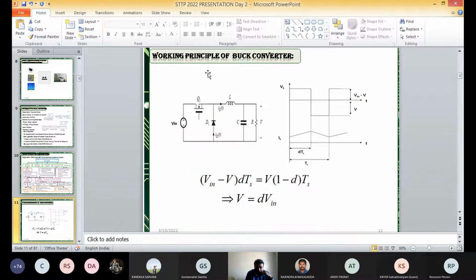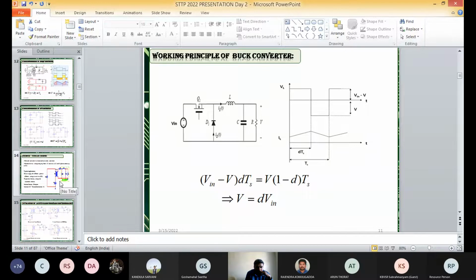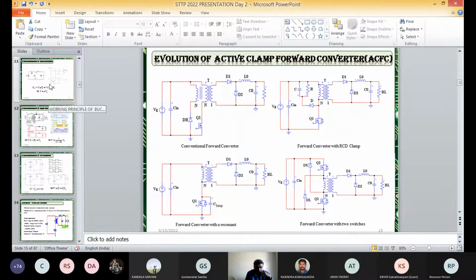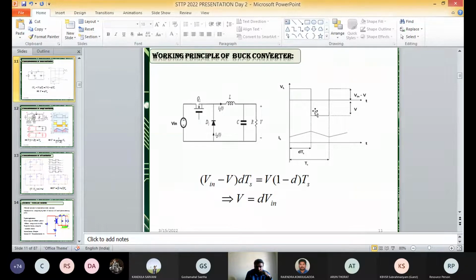So this is the working principle of the buck converter. Most of the people know the basic operation of this. Again, why I am choosing the simple buck converter is that, step by step, I want to move towards the non-isolated converters. These are some of the converters. If you want to understand the principle of operation of this, first of all we need to know the basics behind it. That's why I will review the basic operation of the buck converter.